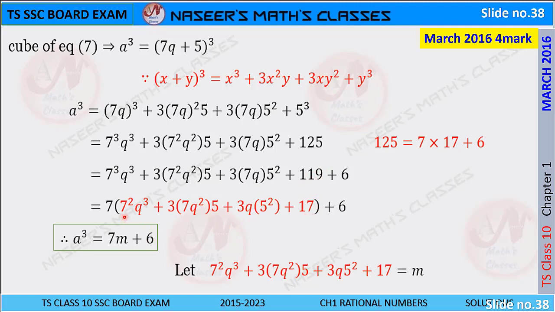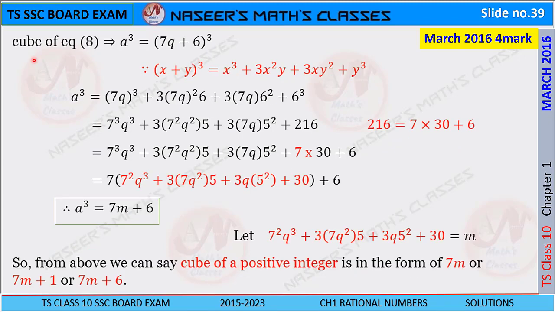So whatever is in the bracket, let that one be m. Then we replace with m. Then we can write a cube is equal to 7m plus 6. Now we have to find the cube of equation 8, that is a cube is equal to (7q plus 6) whole cube. It is in the form of (x plus y) whole cube is equal to x cube plus 3x square y plus 3xy square plus y cube.